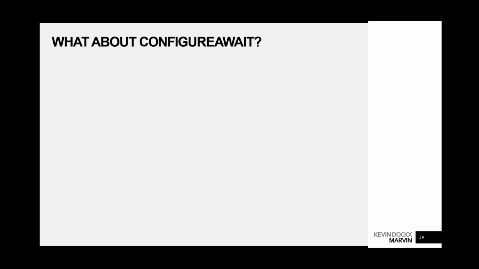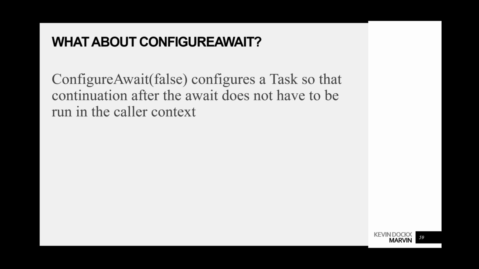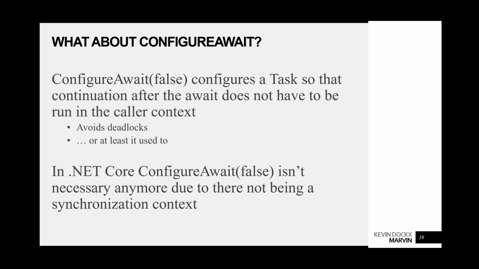And then we have one more. What about configure await? That's another one of those questions that often gets asked. Well, configure await is initially intended to configure the task so that continuation after the await doesn't have to be run in the caller context. And here's that context again. Well, initially this would avoid deadlocks, or at least it used to, but we don't have a context anymore. So we don't need configure await false anymore when we write async code in .NET Core. This again makes our life easier.